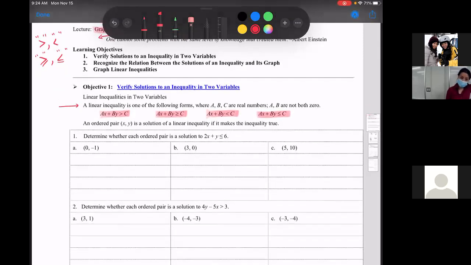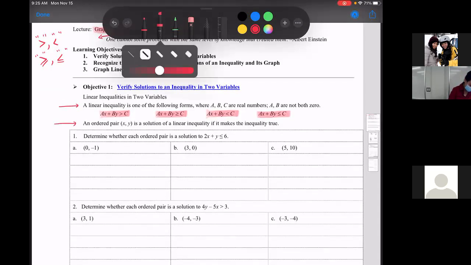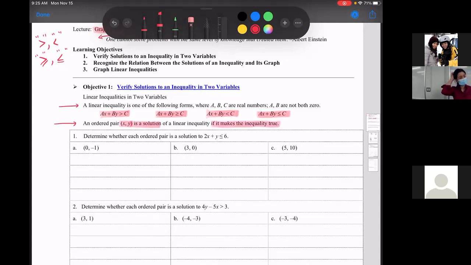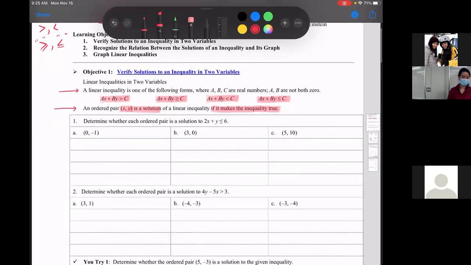An ordered pair (x, y) is a solution of an inequality if it makes the inequality true. Let me highlight something here. It is a solution if it makes the inequality true. So because of that, we're gonna check whether the given point is a solution of the inequality. Given 2x plus y less than or equal to 6, I want to check if these are solutions of 2x plus y less than or equal to 6. So what I'm going to do is plug in the values into the inequality.